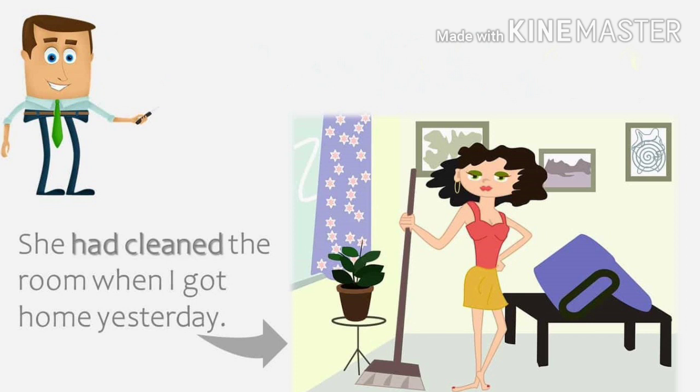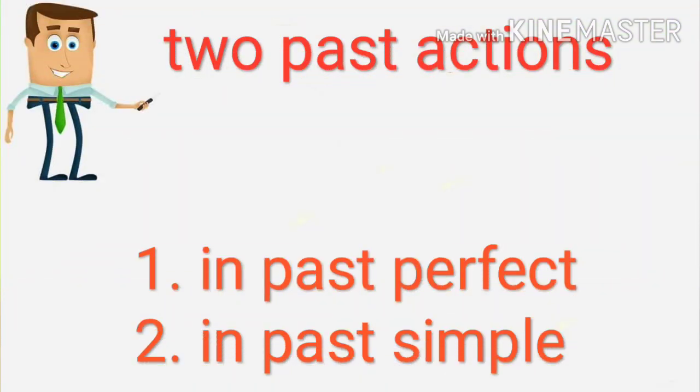If you observe, the first done action is in past perfect tense, that is had cleaned. The second action is in simple past, that is got. So we can observe that when we refer to two past actions, the first completed action should be in past perfect and the second completed action in past simple.